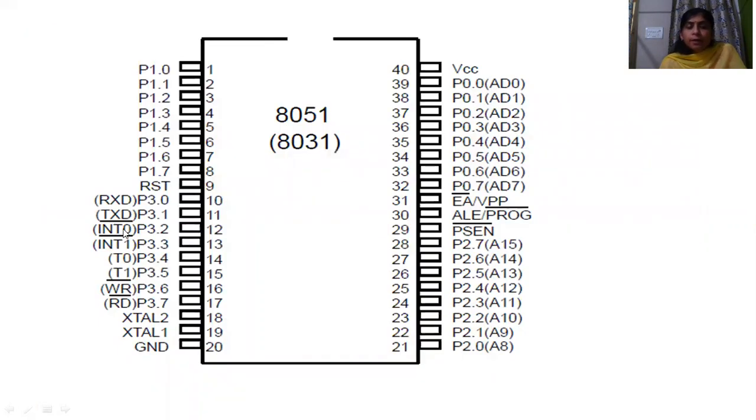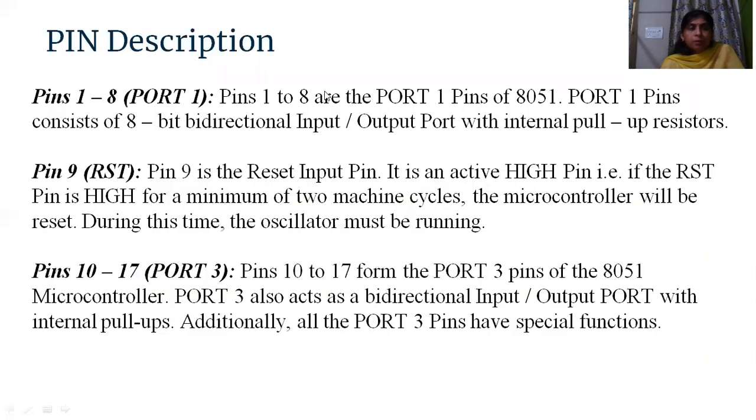This bar indicates active low pins, such as pin number 12 and pin number 21, meaning reset, reception, transmission, and we will see the purpose of this bar in interrupt 0 and interrupt 1, then reading, writing. This is the pin description.